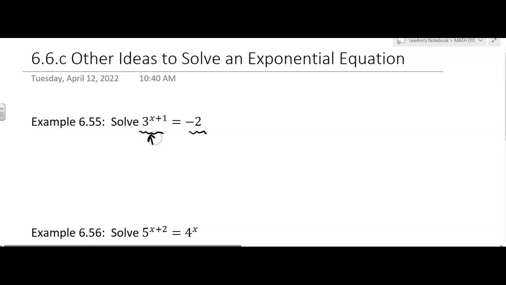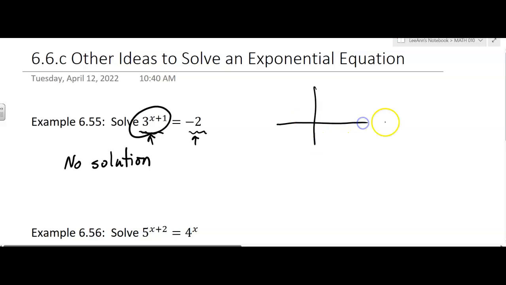This side, is that ever going to be a negative number? Because you can put in numbers all day for x, but you're not going to get a negative output. And over here we have a negative output, so these aren't going to be equal. There's no solution here.